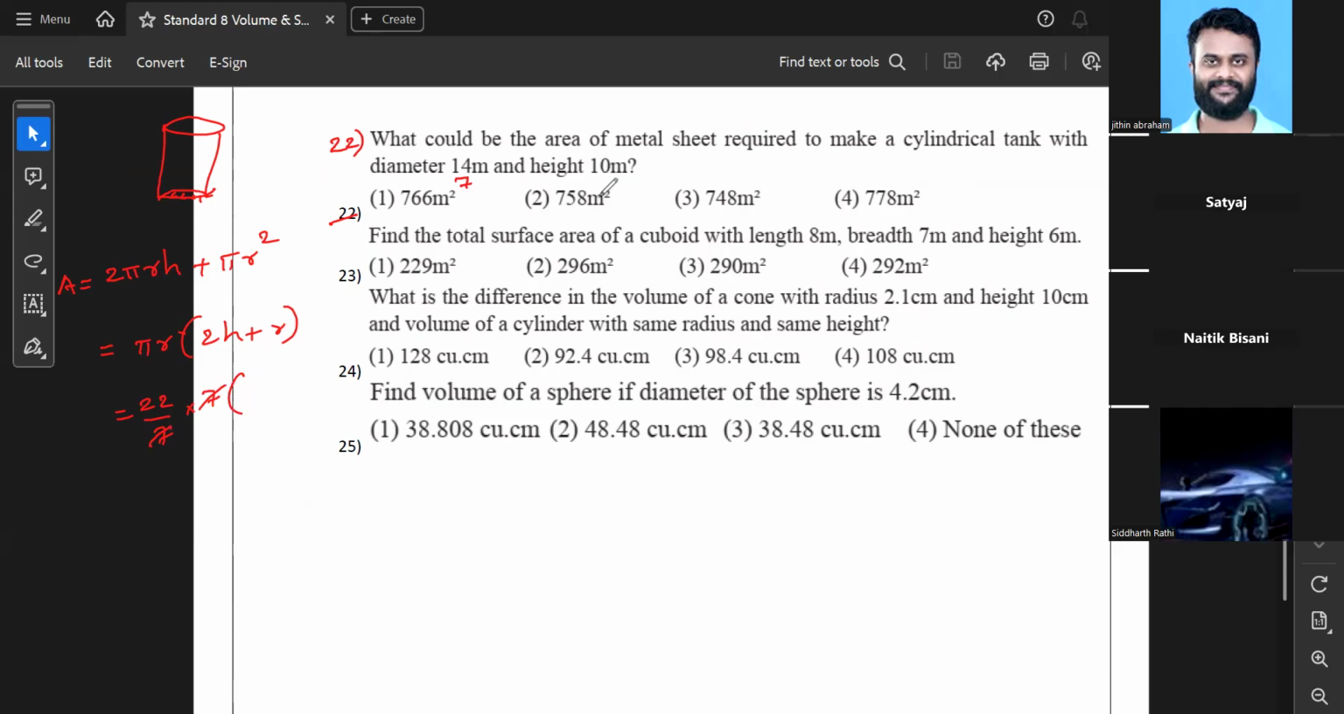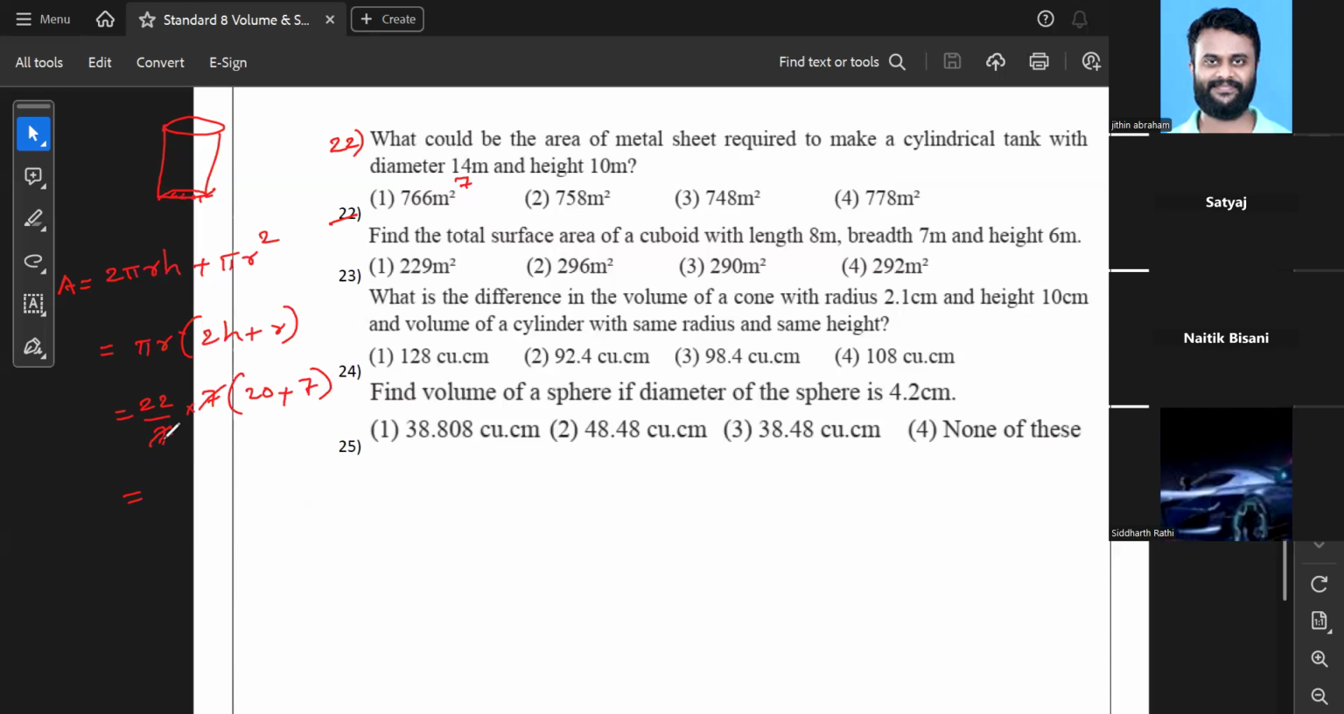2 into height. Height is how much? 10. So 2 into height is 20, plus the radius is again 7, so 27. So 27 into 22. How much is that? 270 plus 54, 594.